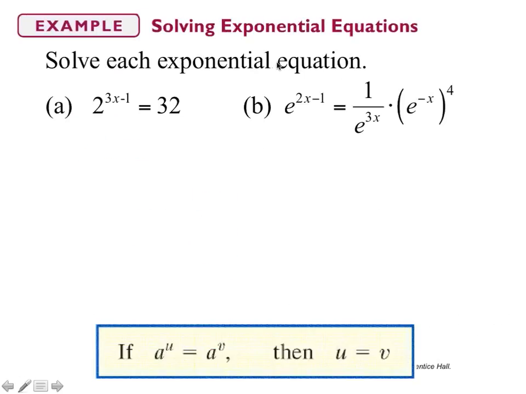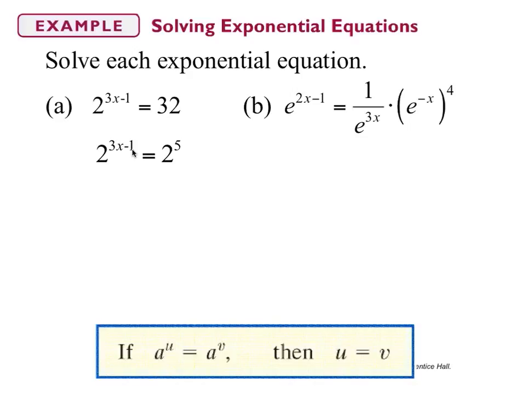Okay, now let's solve some exponential equations. So let's say we have 2 to the power 3x minus 1 equals 32. What we want to try to do is write these so that they have the actual same base, okay? And once we have the same bases, we can ignore the bases. So 32 is really just 2 to the 5th power. So we can write this as 2 to the 3x minus 1 power equals 2 to the 5th power.